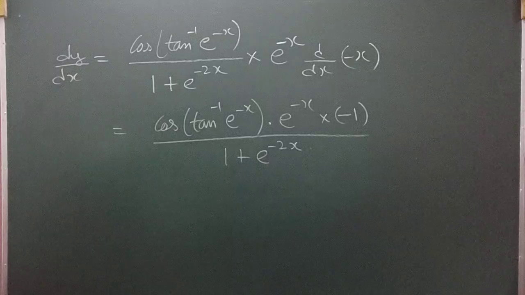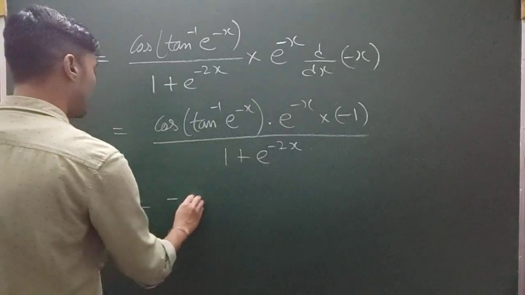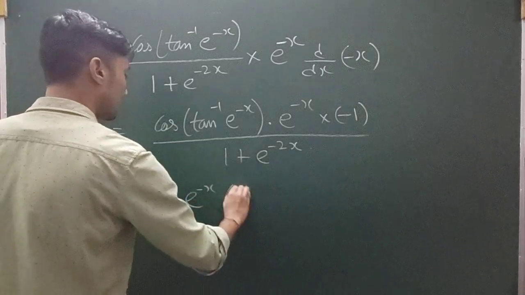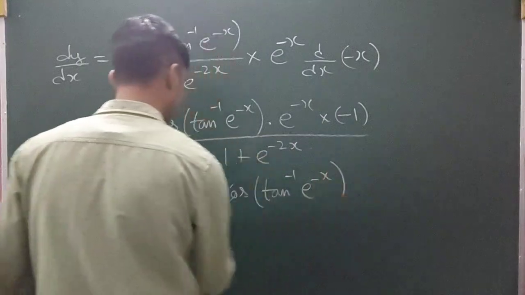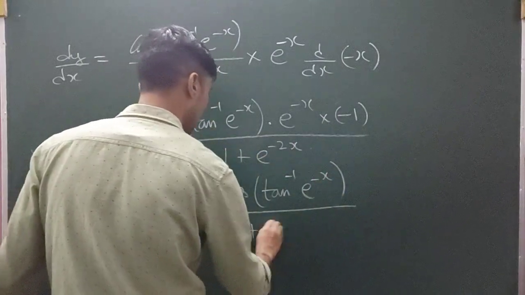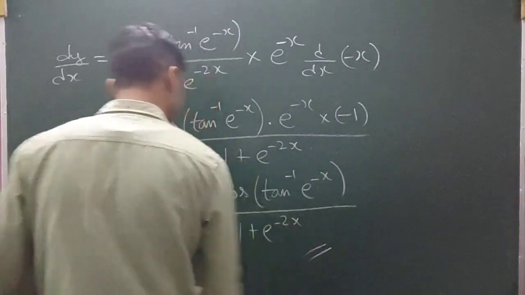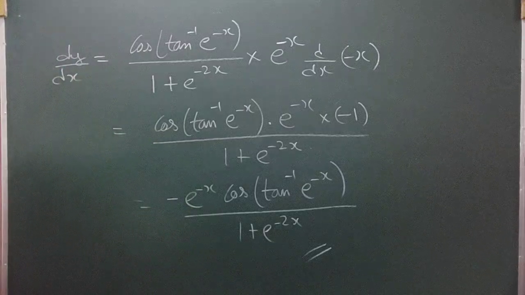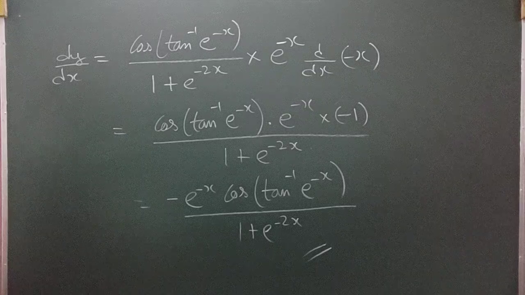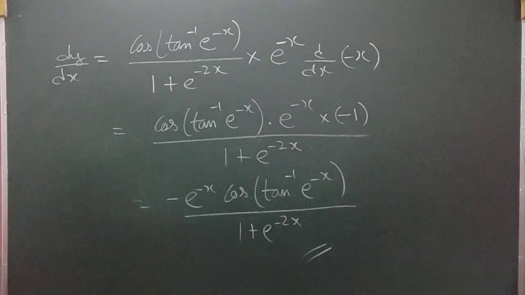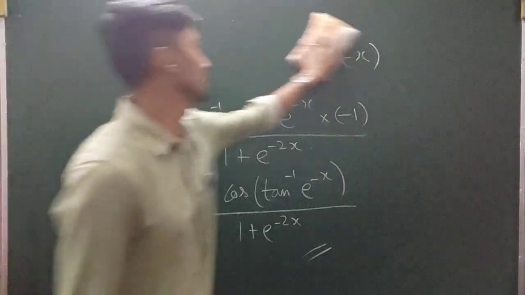Of course, you can arrange if you wish. Chalo, you can arrange. You can write like minus of e power minus x cos of tan inverse e power minus x upon 1 plus e power minus 2x. Done? Alright. Move on to the next question.